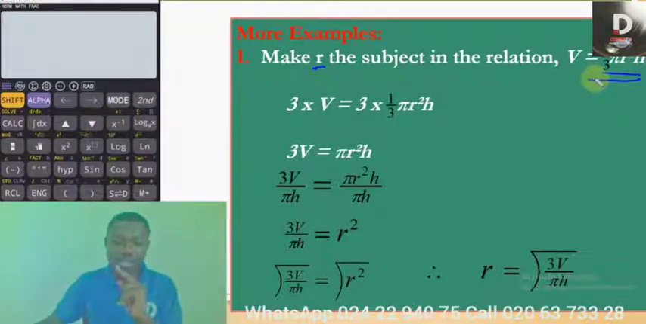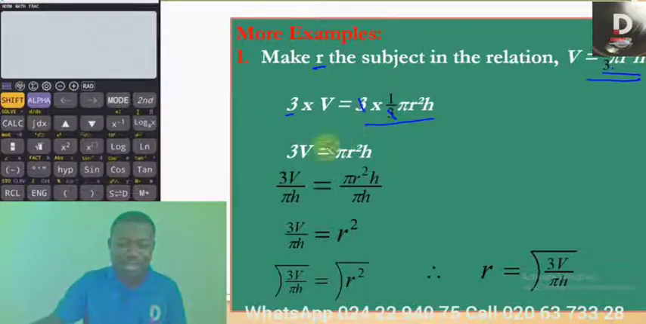Is it fraction? Yes. What is the LCM? It's 3, because that's the only denominator. So multiply 3 by this, multiply 3 by the second term. Then this 3 cancels that 3, making you 3 times V or 3V equal to pi R squared H. Then continue your business. You get a picture?